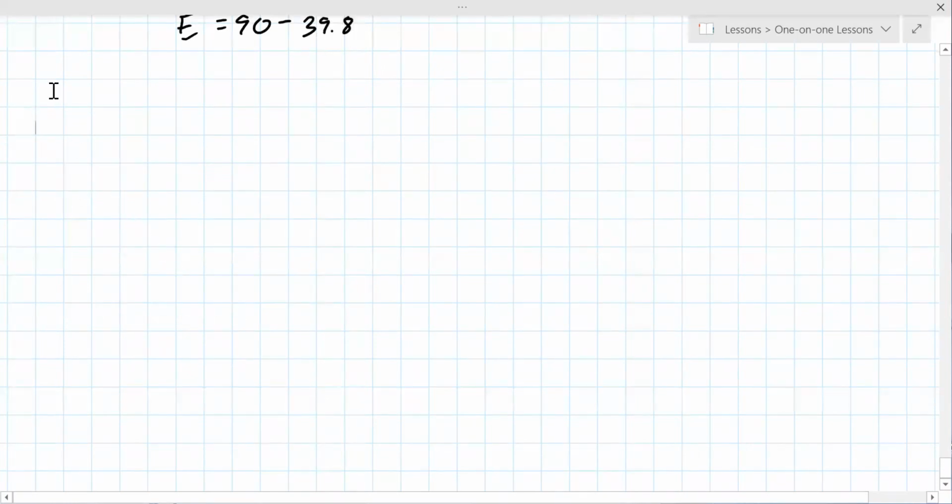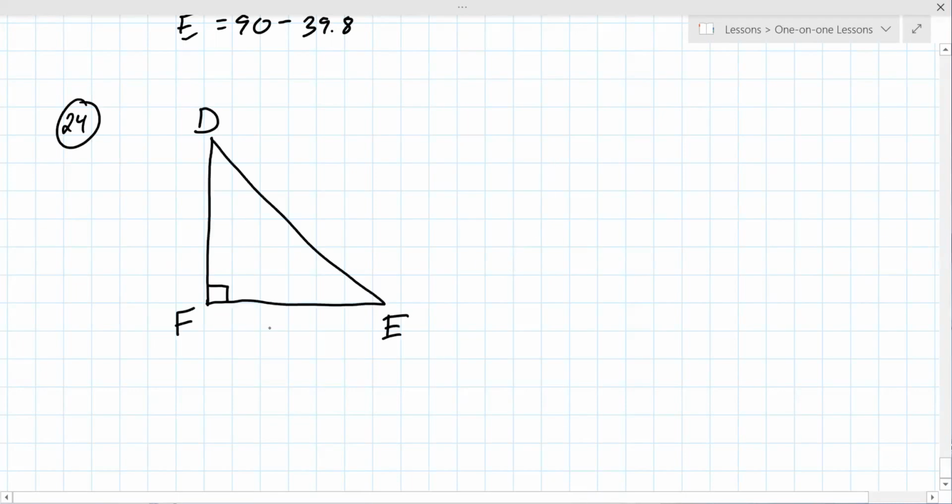We're going to do 24, and maybe we'll come back to 23 if we have enough time. But no, these are all exactly the same at this point. So D is 5.5, E is 2.6. So little f is found the same way.